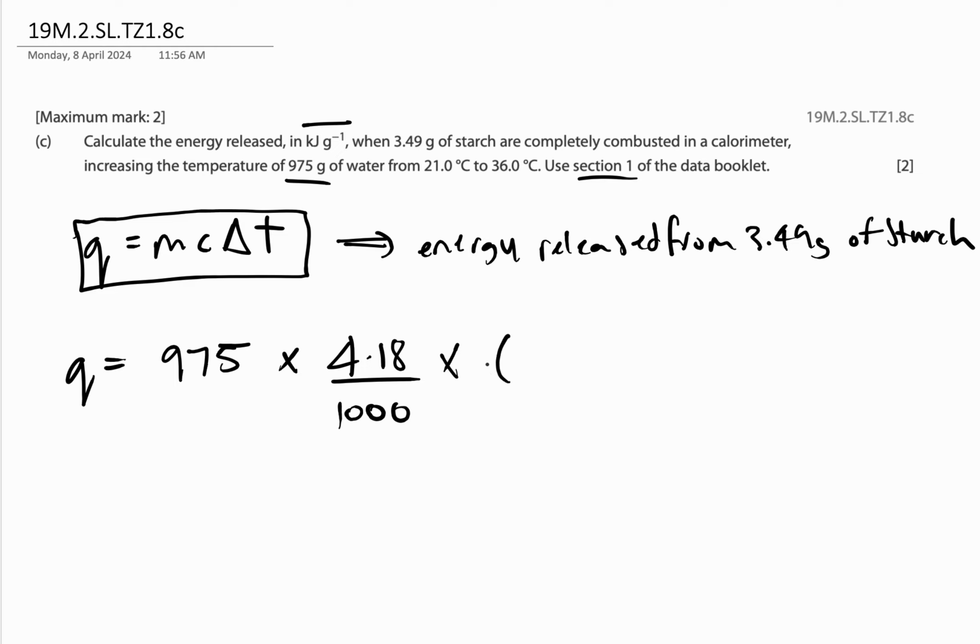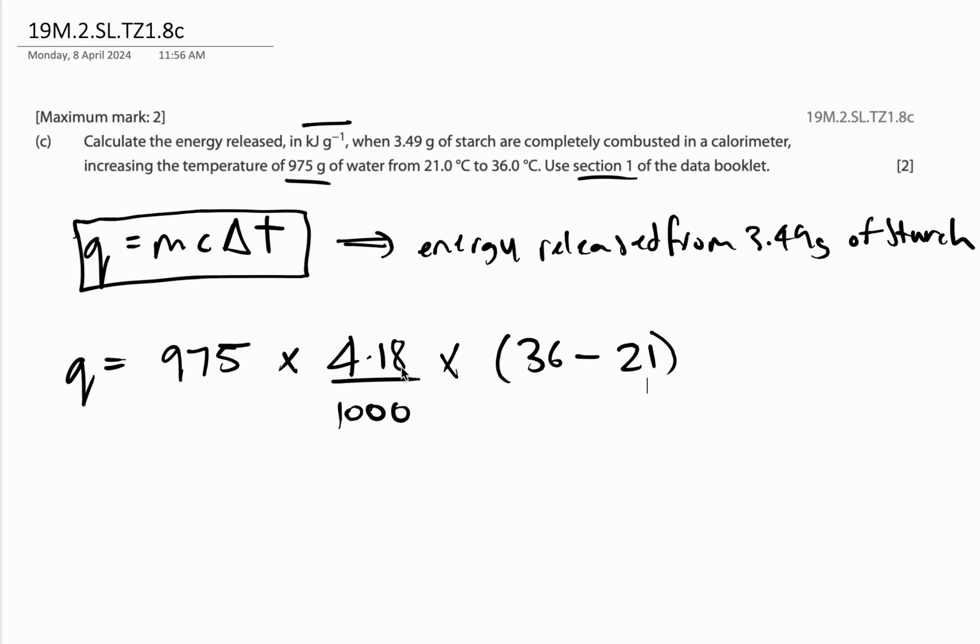And the change in temperature, 36 minus 21. It doesn't matter that it's in Celsius or Kelvin because it's the change that matters, and the change is going to be the same no matter what the unit for temperature was. So 36 minus 21 holds true. This gives us the heat evolved or energy released from the 3.49 grams, which is combusted in the calorimeter.